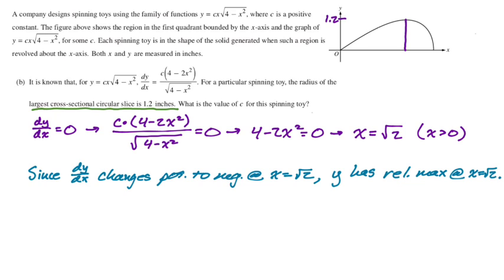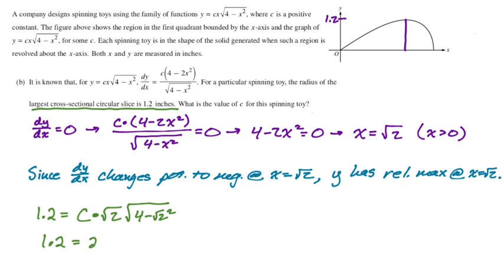But we do know that for the largest cross-sectional circular slice, the radius is 1.2. So the radius is just y. So we're saying that 1.2 is equal to c times root 2, times the square root of 4 minus root 2 squared. Plug in root 2 everywhere you see x, because that is the x value where you're at a maximum. Plug in 1.2 for y, because that is the maximum radius. Now we just have to solve this.